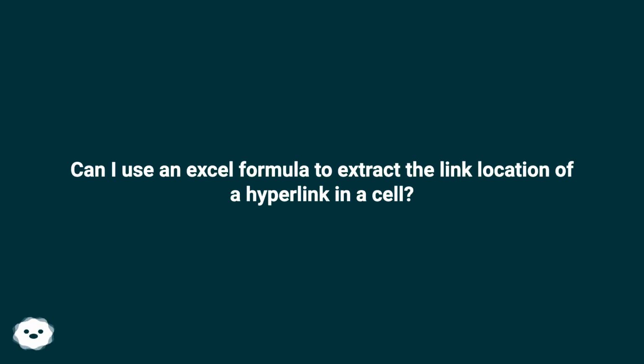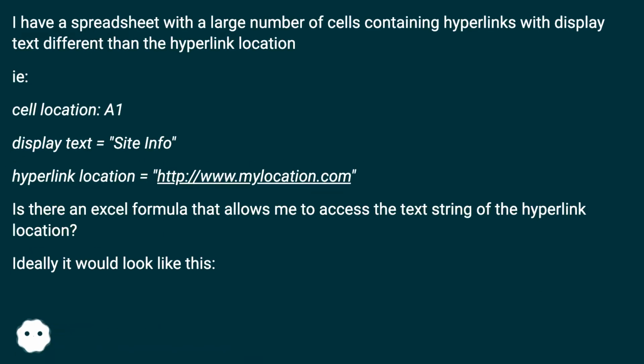Can I use an Excel formula to extract the link location of a hyperlink in a cell? I have a spreadsheet with a large number of cells containing hyperlinks with display text different than the hyperlink location, i.e. cell location A1. Display text equals site info. Hyperlink location equals this URL. Is there an Excel formula that allows me to access the text string of the hyperlink location?